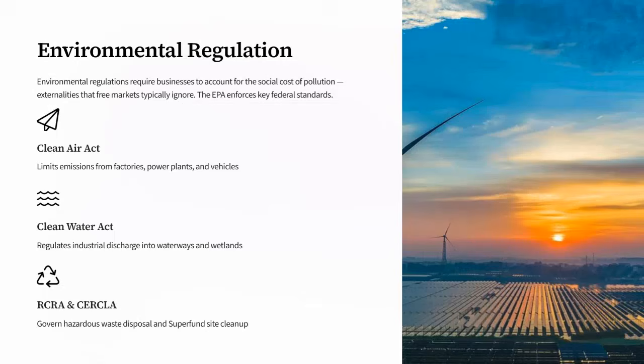Environmental regulation addresses a market gap. Pollution can impose costs on communities and ecosystems that businesses may not include in their decisions. The EPA helps enforce federal standards designed to make those impacts accountable. The Clean Air Act limits emissions from factories, power plants, and vehicles, while the Clean Water Act regulates industrial discharges into waterways and wetlands. RCRA governs hazardous waste disposal, and CERCLA supports cleanup of contaminated Superfund sites. Together, these laws reduce pollution, protect public resources, and assign greater responsibility for environmental harm.